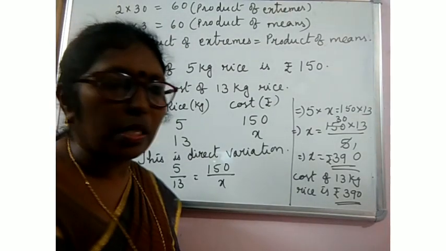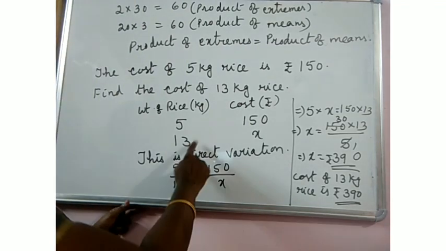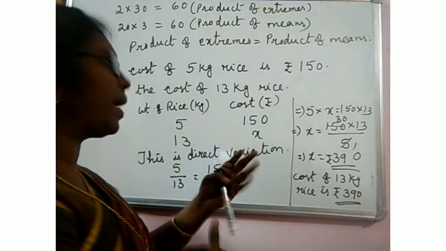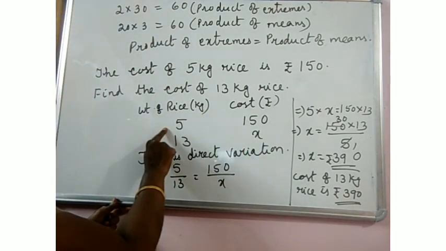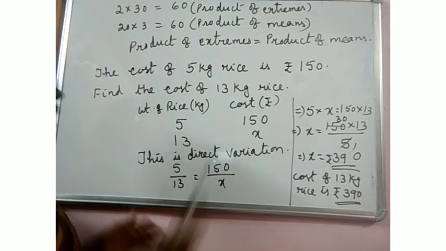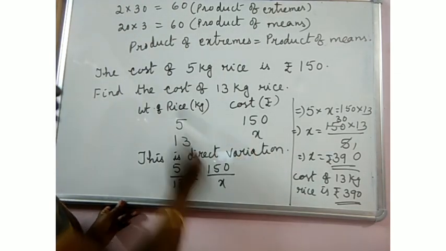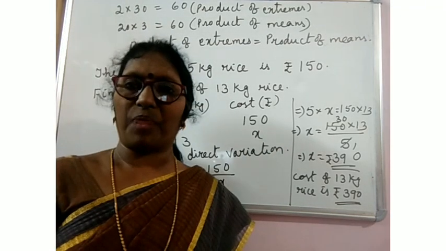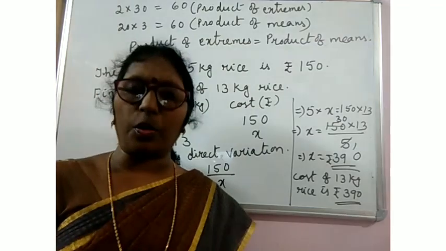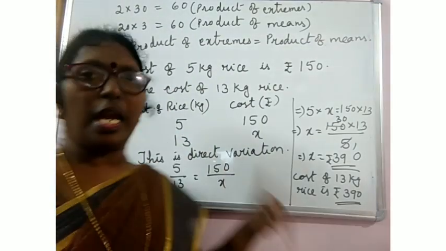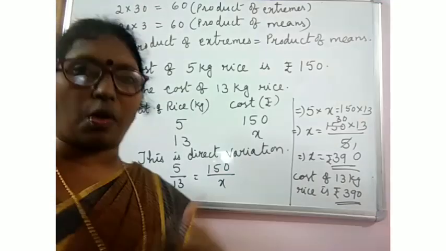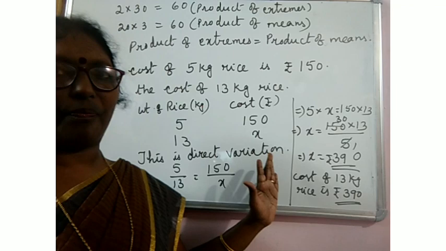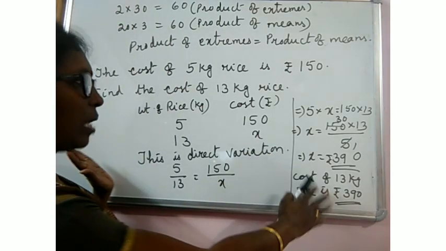Otherwise, by using the constant of variation, if weight is given to you and you have to find the cost, you have to find y by x into this: 150 by 5 into 13 gives you the answer. If the cost is given, then 5 by 150 into what is given to you. But children, particularly in this chapter, this is a very easy way. You don't need to keep all the procedures, but you can understand them, no problem. This is very easy for getting answers.